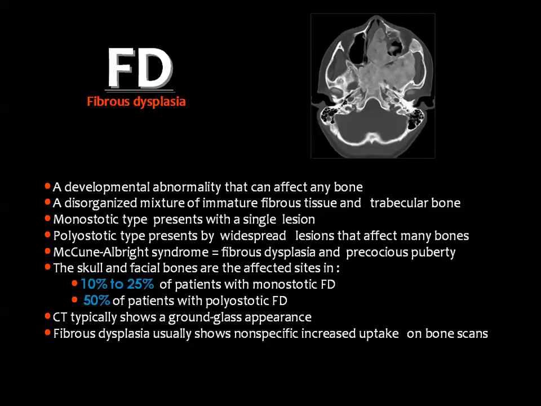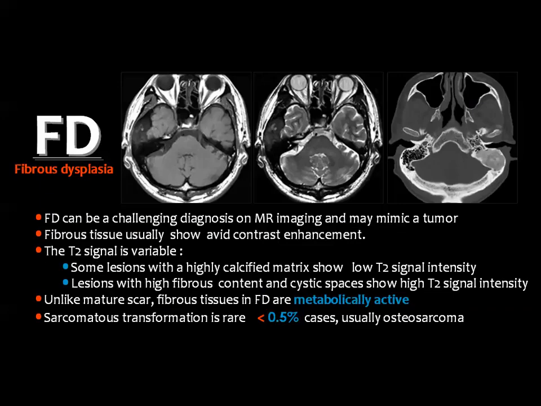Monostotic means that the lesion affects a single bone, while polyostotic fibrous dysplasia will involve the skull and facial bones in about 50% of the cases. The typical ground glass appearance is one of the helpful criteria for the diagnosis of fibrous dysplasia. You should remember that fibrous dysplasia will show metabolic activity both on bone scan and PET CT.